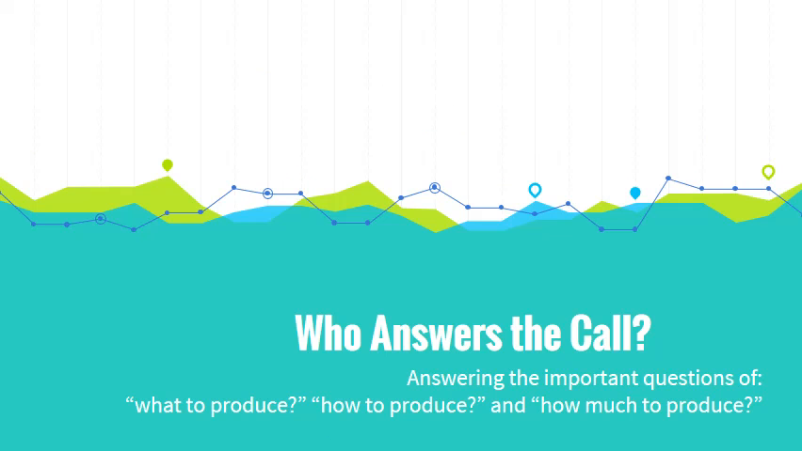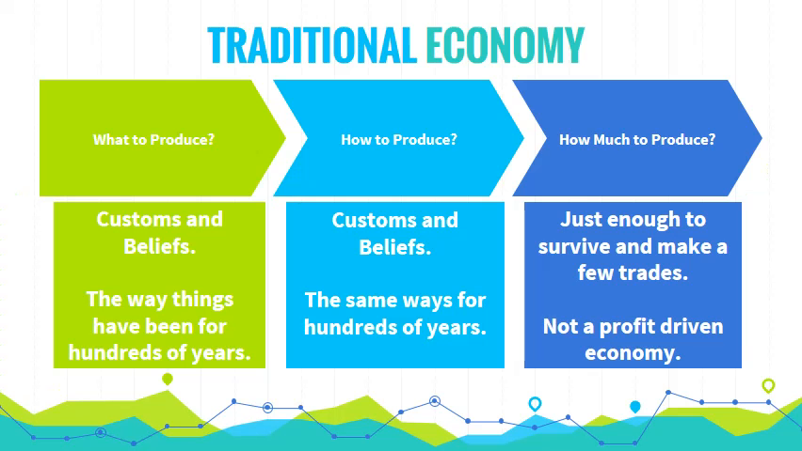So back to our objective today, who really answers those calls? What to produce, how to produce, and how much to produce. The traditional economy, what to produce, is customs and beliefs. The way that things have been done for hundreds of years are the way that things are going to continue. We're going to produce the same things that we have produced for hundreds of years. It's not an economy that they're looking to grow rapidly.